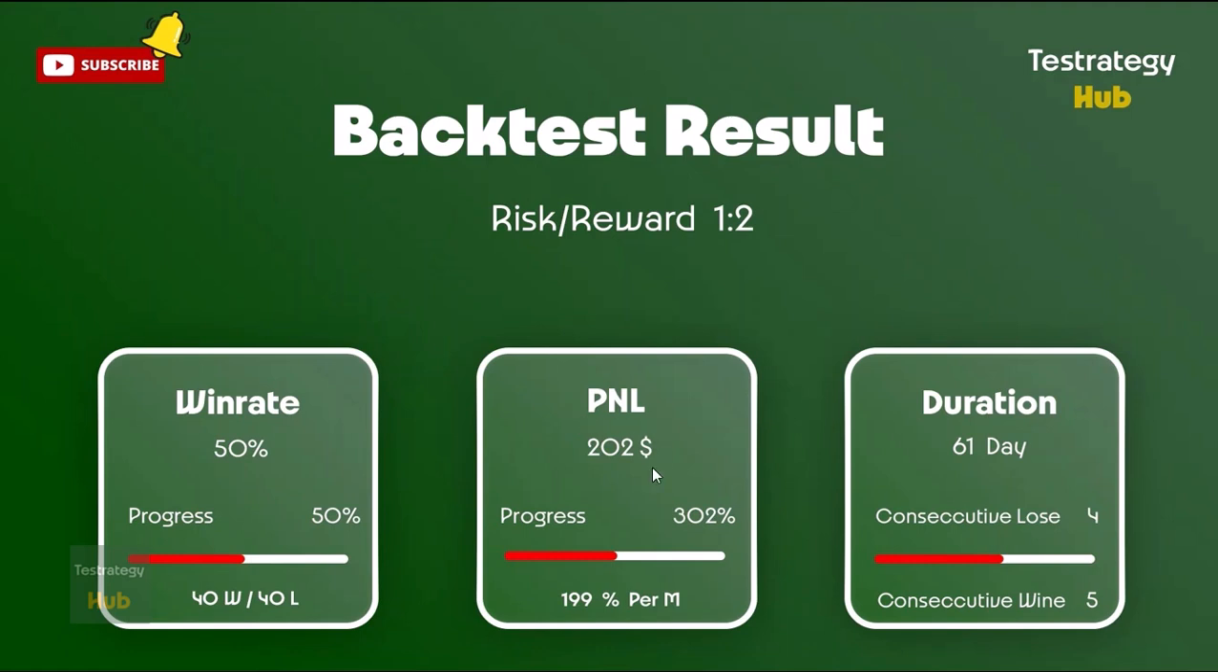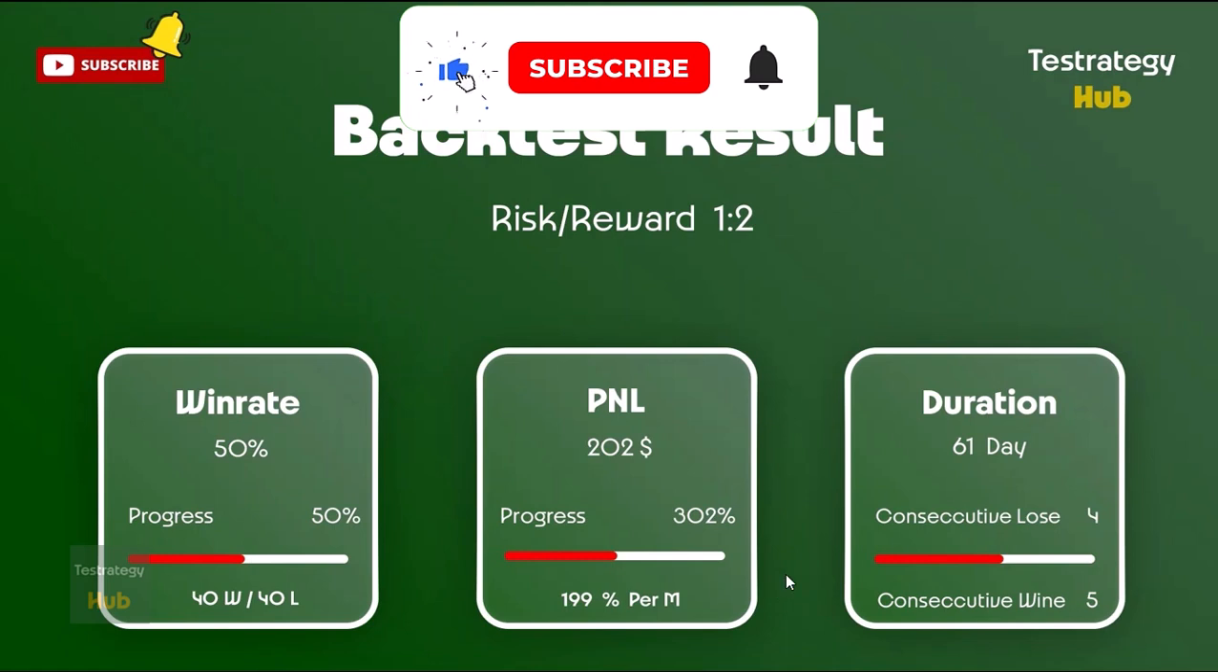And the profit that this strategy brought to us in 61 days was $200, which means 300% profit on our $100 account. The point is that this percentage of profit for us was made on a $100 account and positions with a volume of 0.01. And on the other hand, the profit that this strategy can give us in 1 month is 199%.